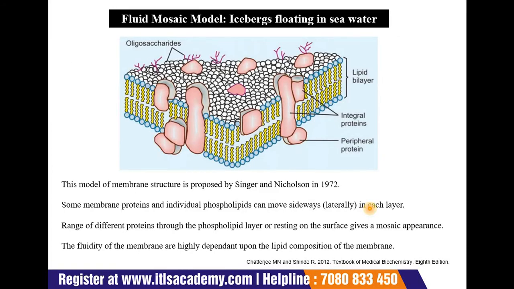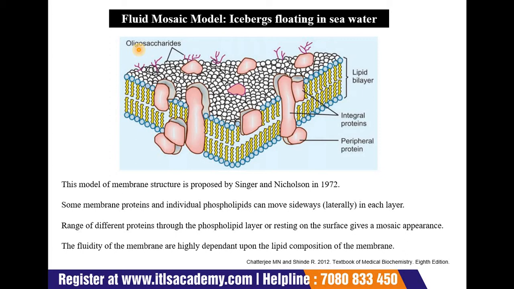Now, there's a combination of lipids and proteins, and there is a model which is called the fluid mosaic model. This model of membrane structure was proposed by Singer and Nicolson in 1972. If you look at the structure, it looks like icebergs floating in seawater. So this is the aqueous environment, and you have a lipid bilayer. These are the integral proteins and peripheral proteins. Then you have oligosaccharides which are attached to those membranes.